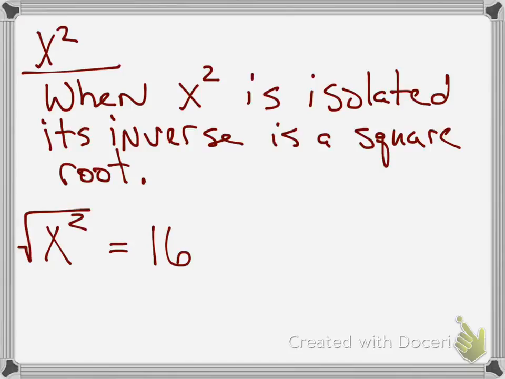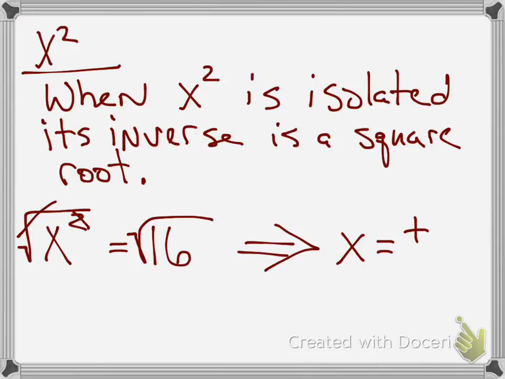Take the square root. Squares and square roots are opposites of each other, so the square and the square root cancel each other out, leaving you just the x. And then the square root of 16 is 4. But you're going to put positive and negative 4, because positive 4 squared, 4 times 4, is 16, and negative 4 times negative 4 is also 16. So when you take square roots, you always put plus and minus for an answer. Do not forget plus and minus 4.